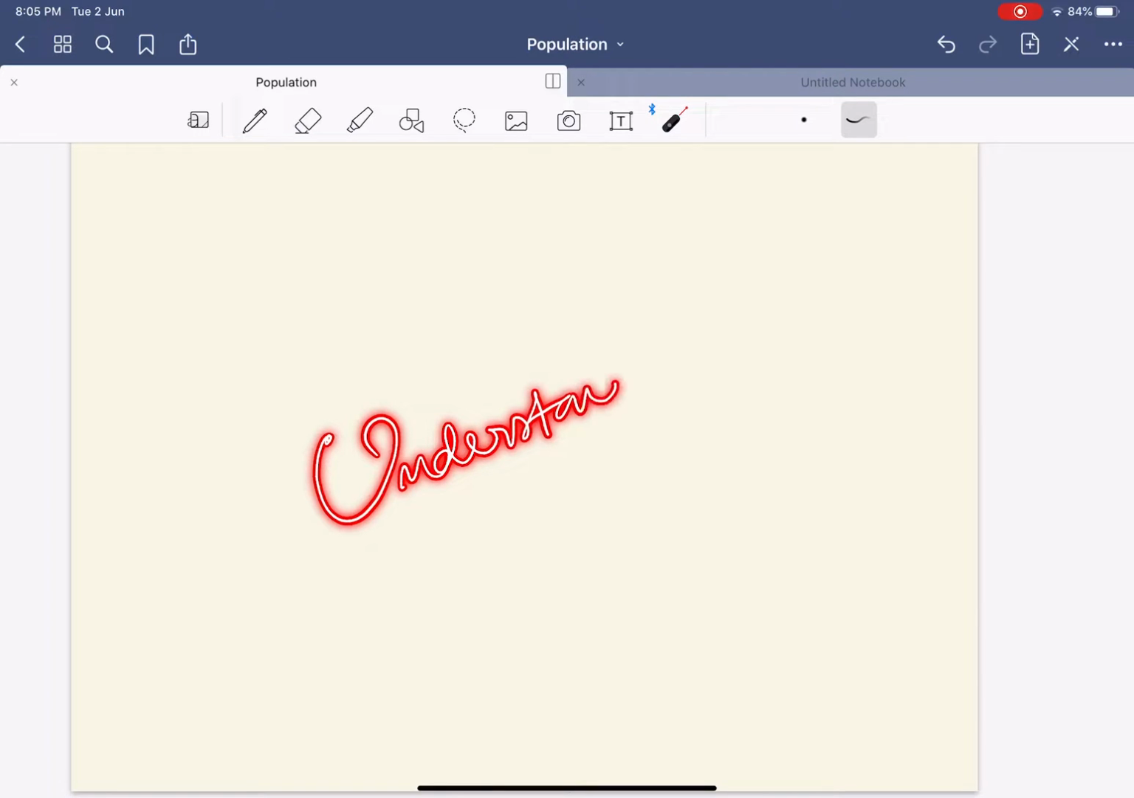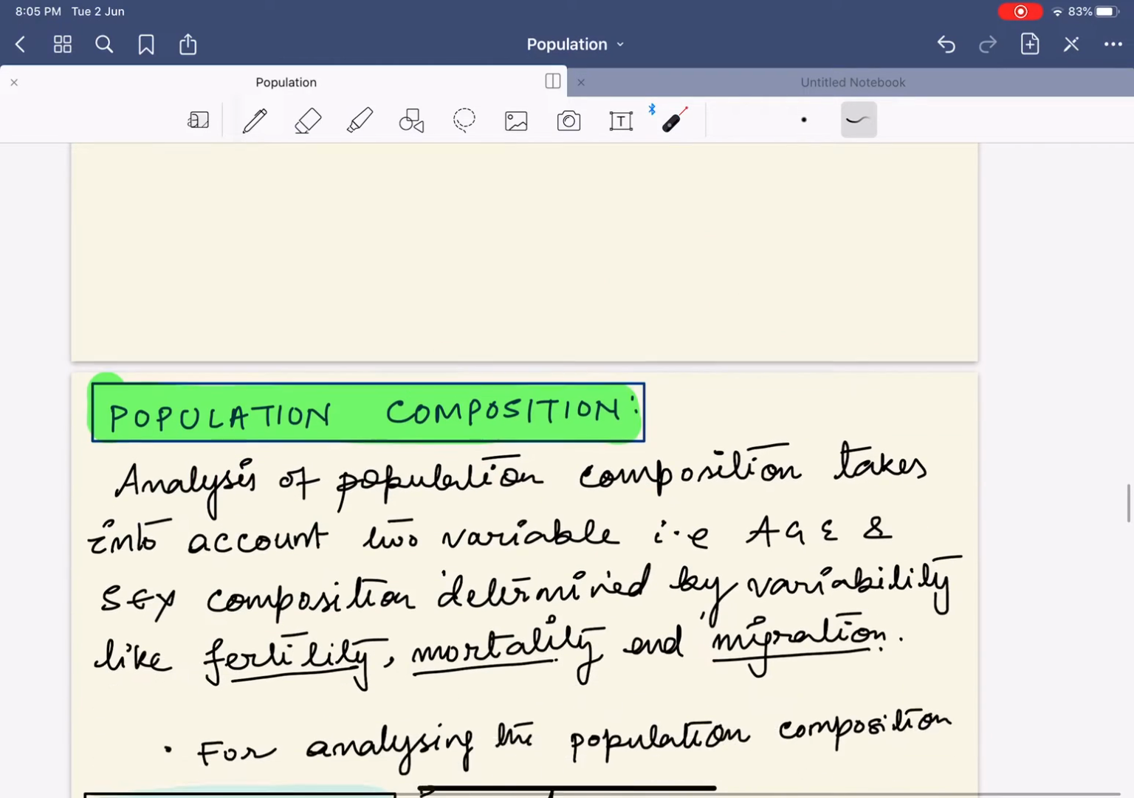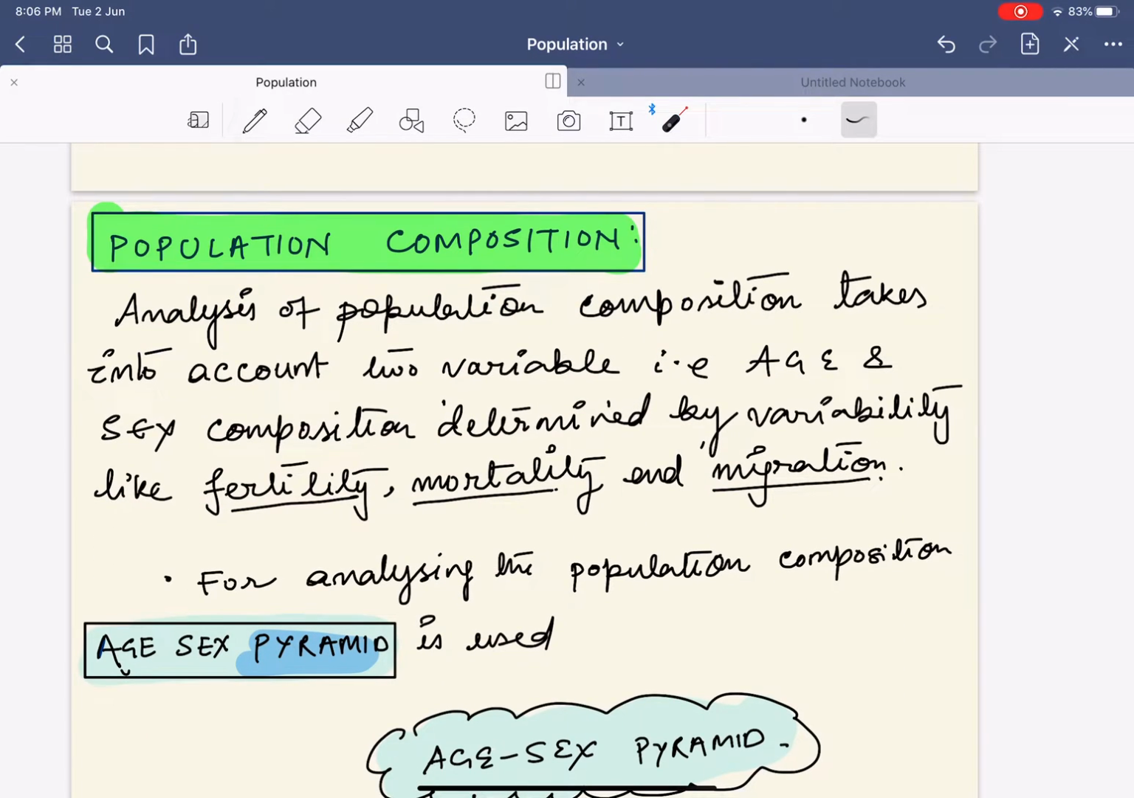Hello and welcome to today's class on understanding geography with diagrams. Today we'll be discussing the population composition.